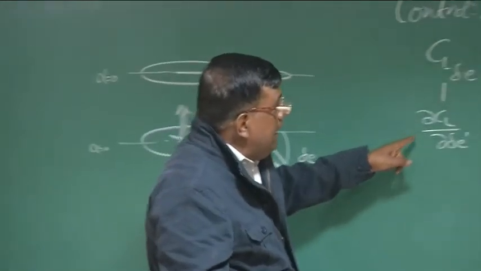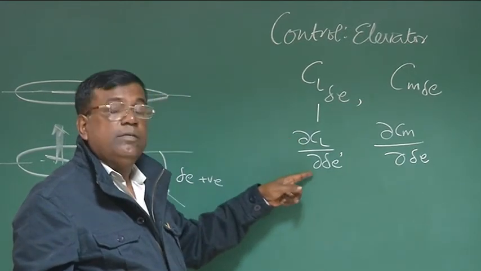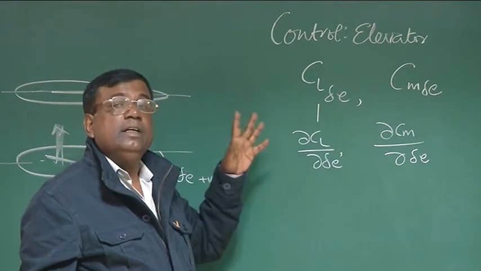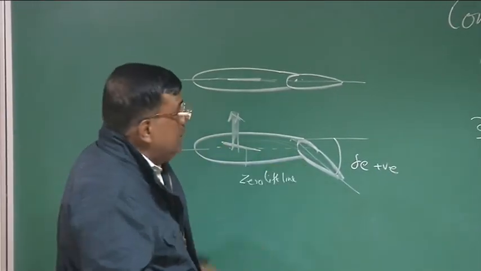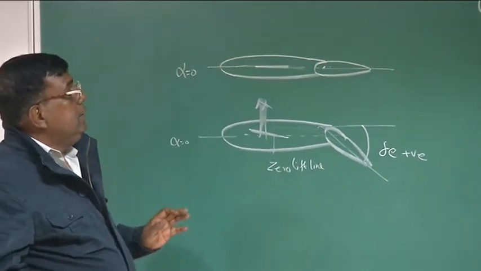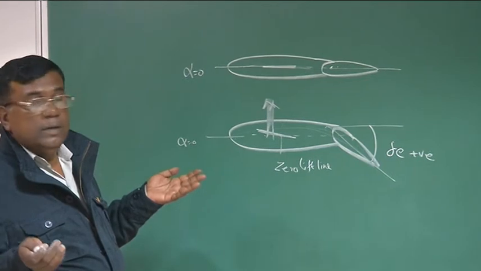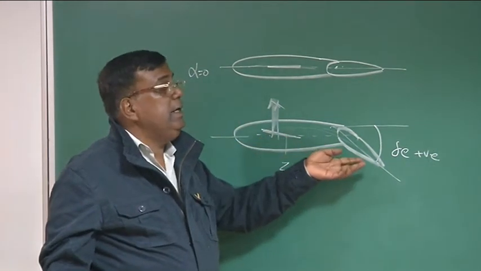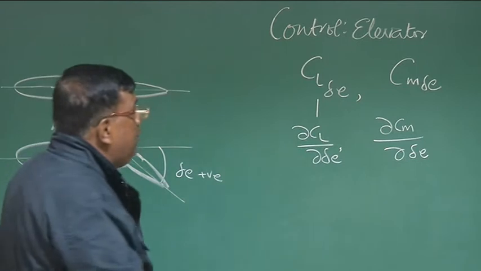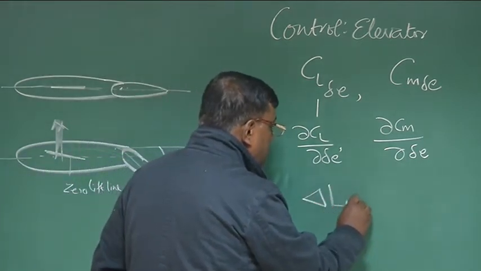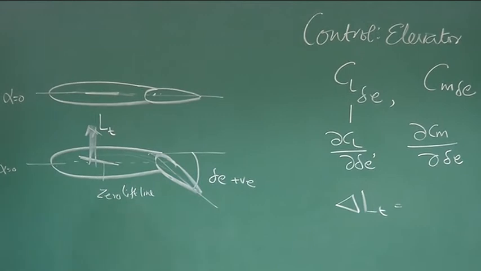And now what is dCL by d delta E? It means what is the net change in the CL of the airplane because of delta E, or because of deflection of the elevator. The delta CL is the CL of the whole airplane. So one thing we understand: when I deflect the elevator, the CL of the whole airplane gets modified because an additional CL is coming from the tail, because the wing CL remains the same. So that additional CL coming because of delta E deflection, let us find it out. Let us now see, because of elevator deflection, how much additional change in lift will come on the tail.